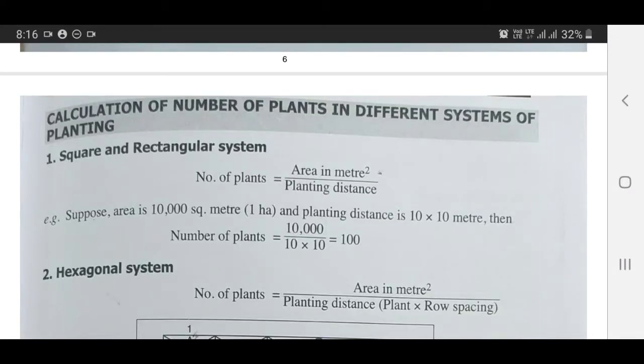Morning everyone. Today's lecture is in continuation of lecture number 8, that is principles of orchard establishment.